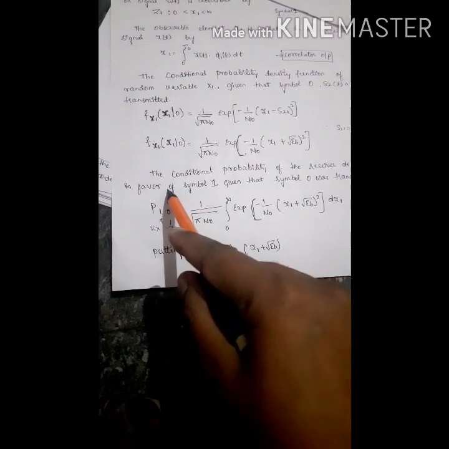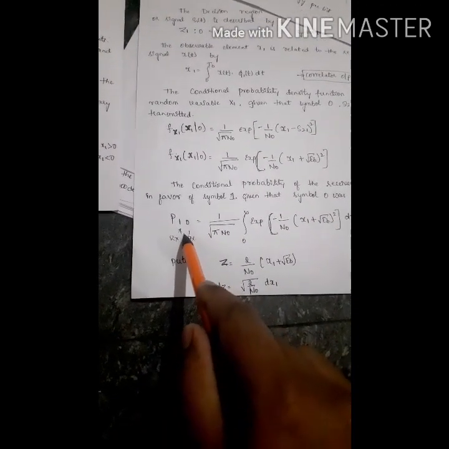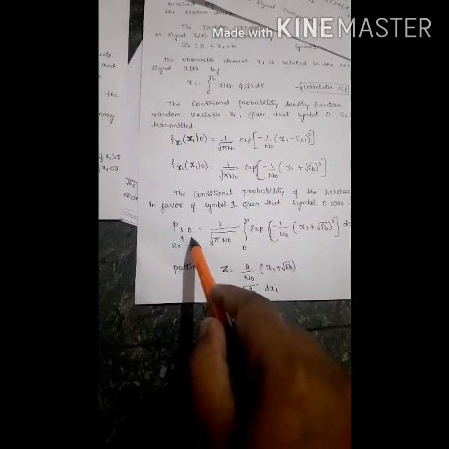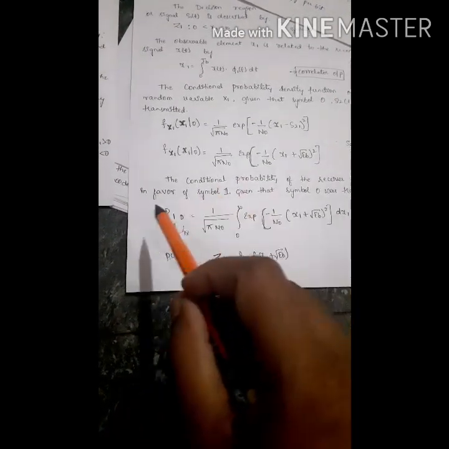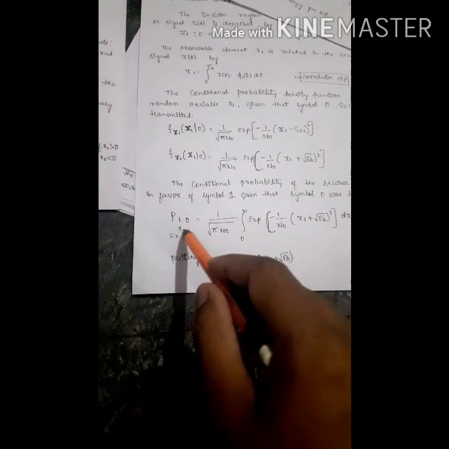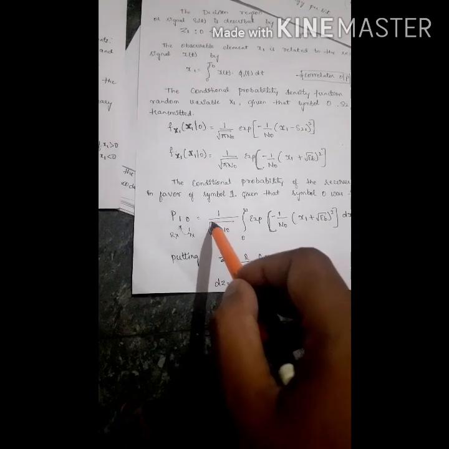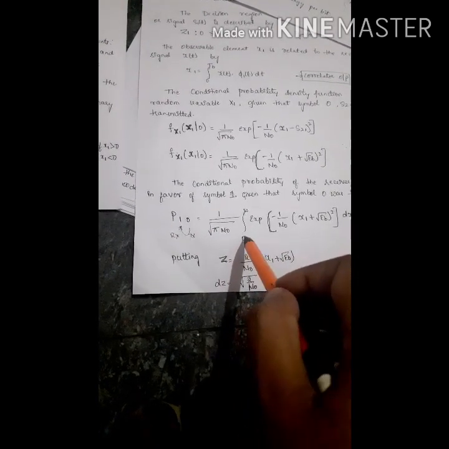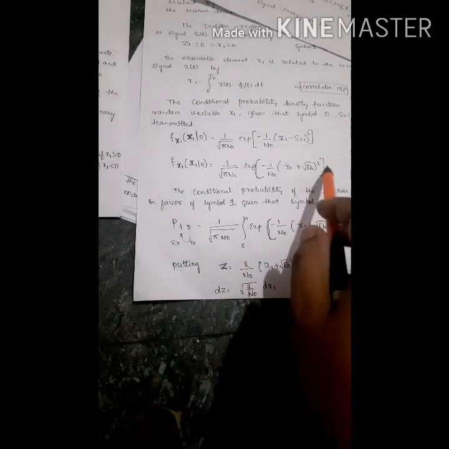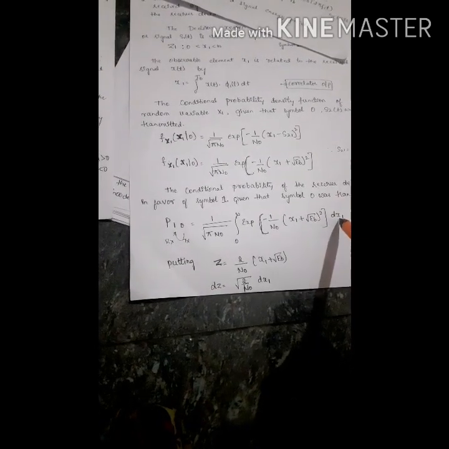Next is the conditional probability that the receiver decides in favor of symbol 1, given that symbol 0 was transmitted. Consider that symbol 0 was transmitted, but the receiver decides in favor of 1, that is, 0 was transmitted but the receiver receives the symbol as 1. We can write it as 1 over square root of pi N0 times the integral from 0 to infinity of exponential of minus 1 over N0 times x1 plus square root of Eb whole squared, with respect to dx1.